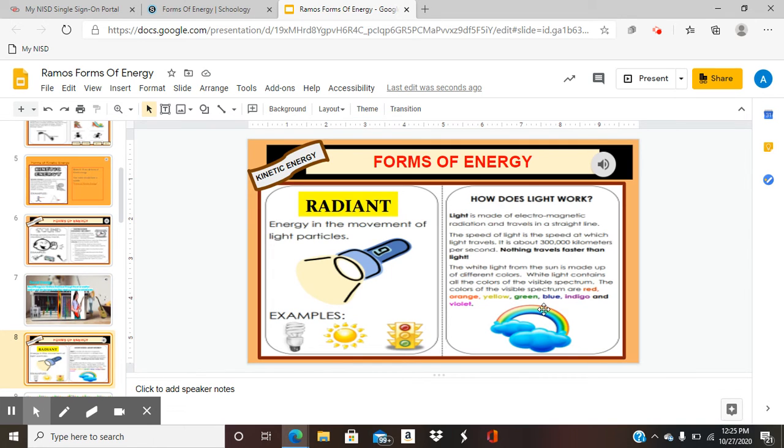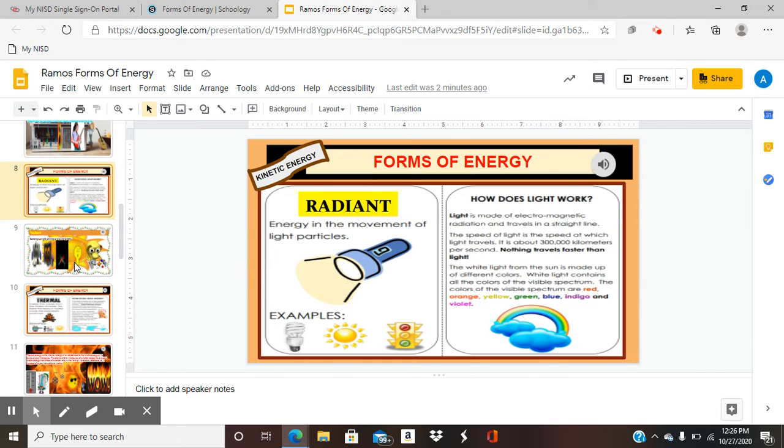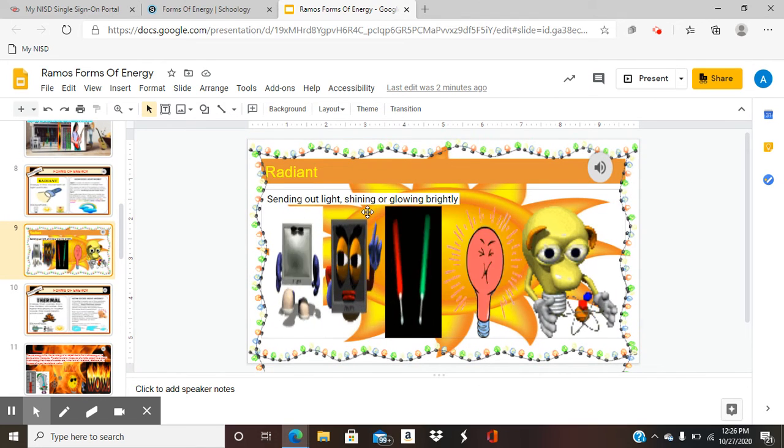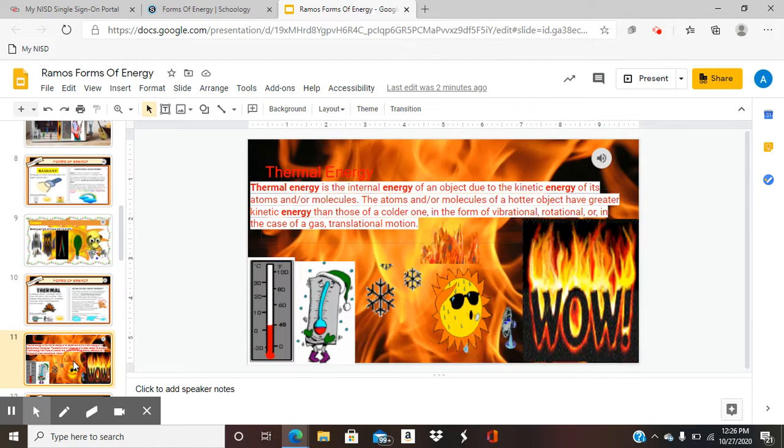So the white light from the sun is made up of different colors. The white light contains all the colors of the visible spectrum. The colors of the visible spectrum are red, orange, yellow, green, blue, indigo, and violet. So again, radiant means light, and sending out light, shining or glowing brightly, is another meaning of radiant.